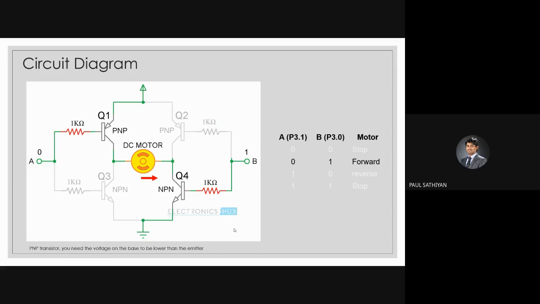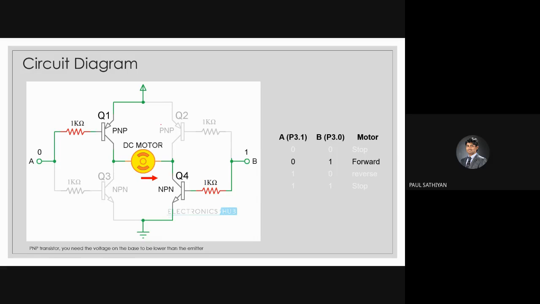Actually, this is an H bridge circuit, because it takes the shape of an H. If you see, these two will form one leg of the H, the other leg of the H, and then the center one. That is the reason why it is called an H bridge. We are using this H bridge to control the motor, both speed as well as direction.